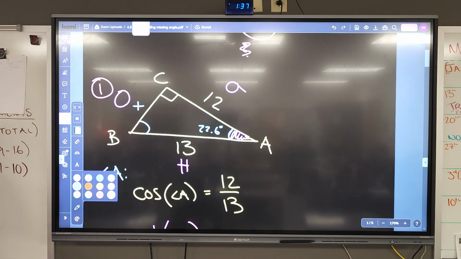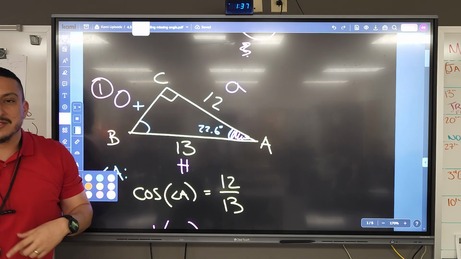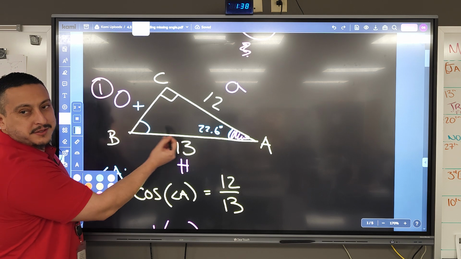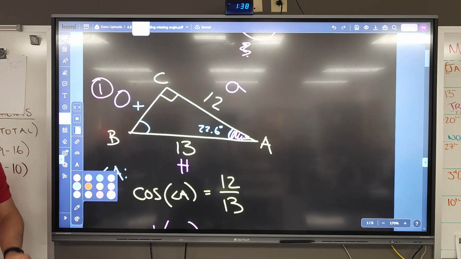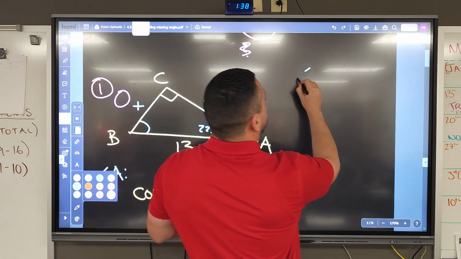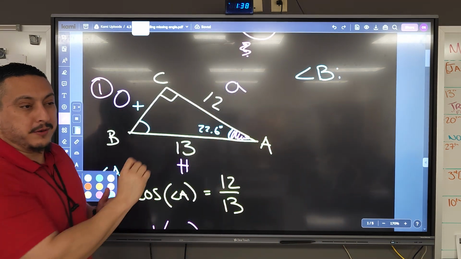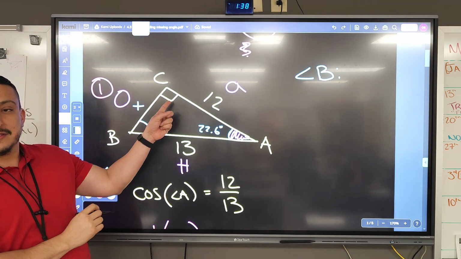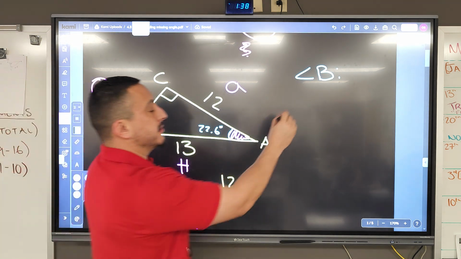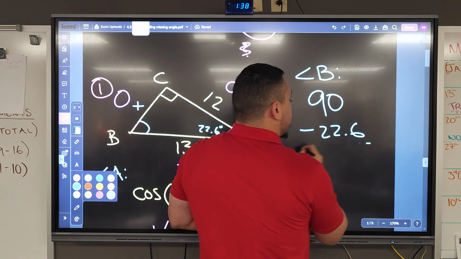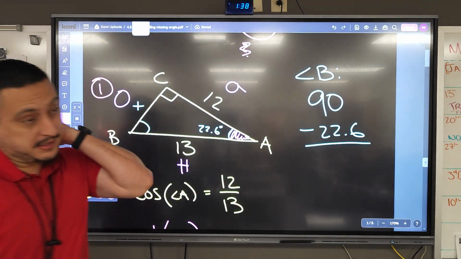But here's a shortcut. This is why I wanted to do problems with you. If you have two angles, there's no need to use a trig function, right? Because these two should add up to what should they have? 90. Okay, so a shortcut would be for angle B. I know that all three of them add up to 180. So that's already 90. So these two have to be 90 together. So I could just do 90 minus 22.6. Okay, and that would be 67.4.